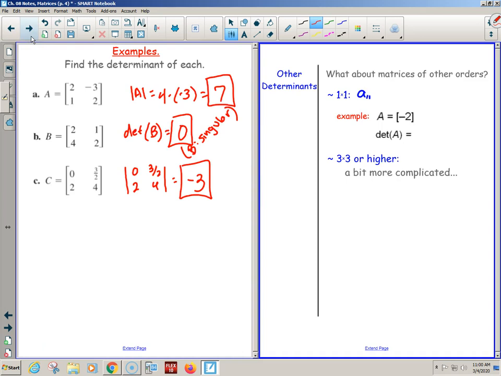Okay, hold on. So we need to talk about non-2 by 2s. We already talked about 2 by 2s. Main minus opposite. It's easy.